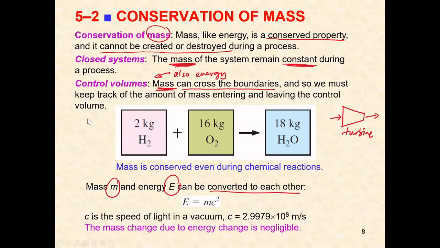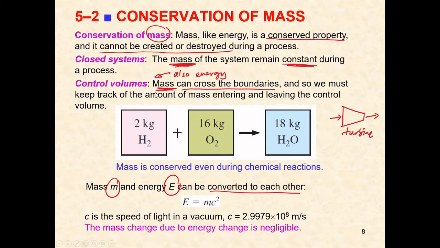So now let us look at the conservation of mass. Mass, like energy, is a conserved property, and it cannot be created or destroyed during a process. So the mass will stay the same. In a closed system, the mass of the system remains constant during a process. A closed system does not allow mass to enter or leave the system. It stays in the system all the time and does not change in amount.